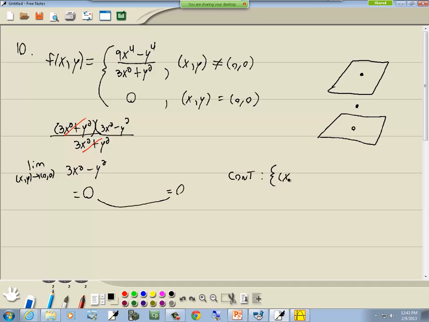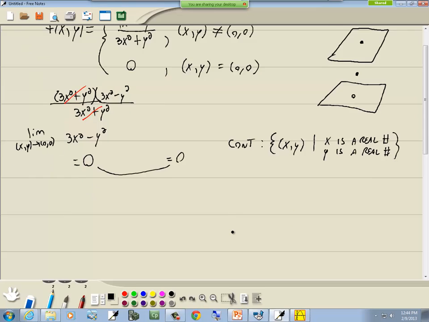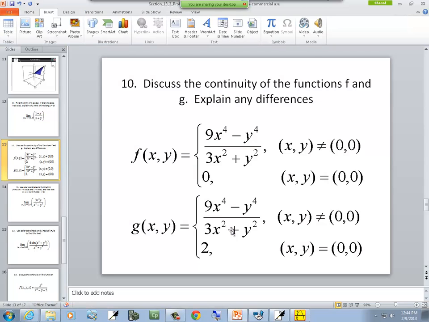The set of xy values such that x is a real number and y is a real number. It's continuous everywhere. Okay, let's look at our other one.